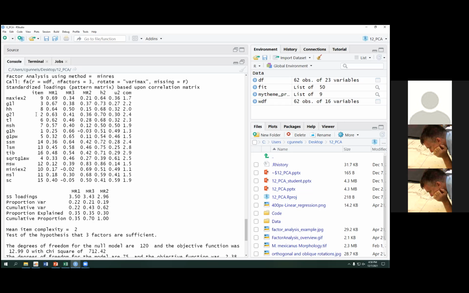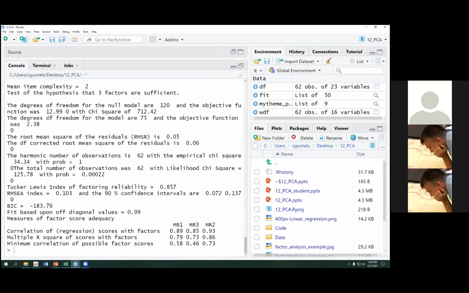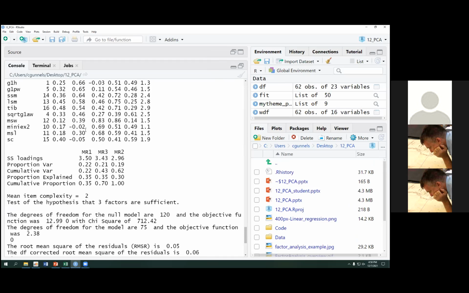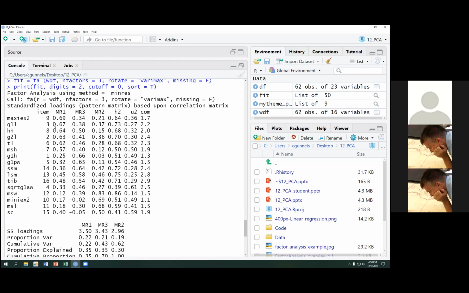Emily, what about the second factor, MR3? Yeah. Yep, we go down, we got a positive here. So that means head height is positive for both of them. Ideally, we don't want that. We want it to be on 1, but it's there. And then we go down and we definitely have some additional ones that are only positive on that second factor: GH, G1H, G1PW, SSM, LSM, and tibia. Yep, that looks pretty good.